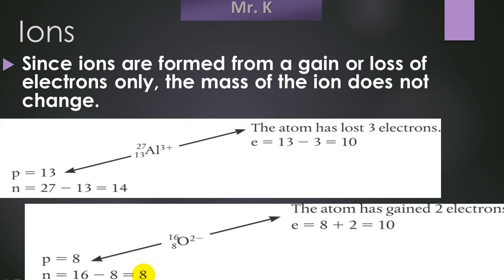this tells us that this oxygen ion has 8 neutrons. To find the number of electrons, it's simply the number of protons plus the 2 extra electrons it has. So 8 protons plus the 2 extra electrons, because it's the ion form of oxygen, tells us that oxygen-16 has 10 electrons.